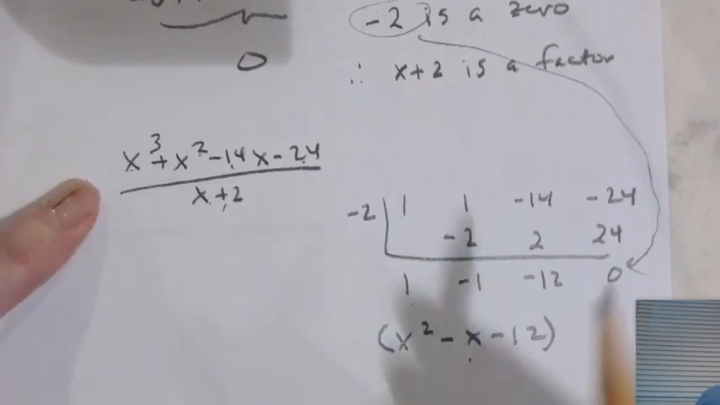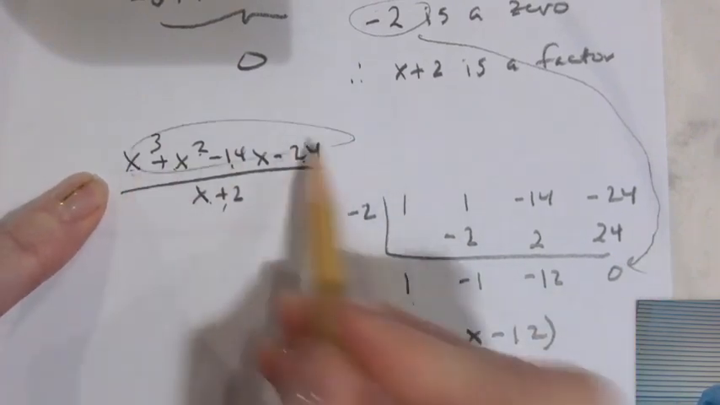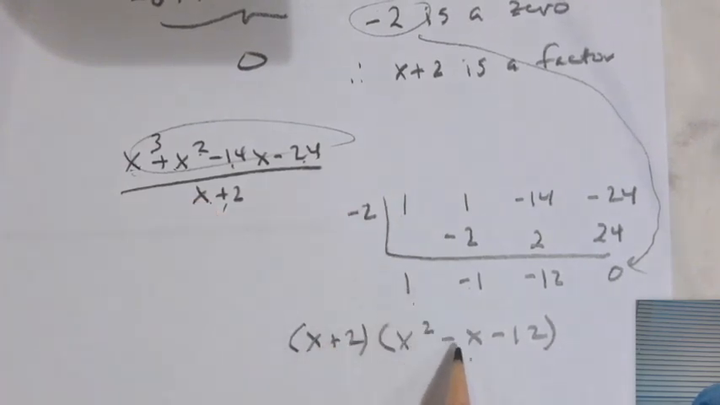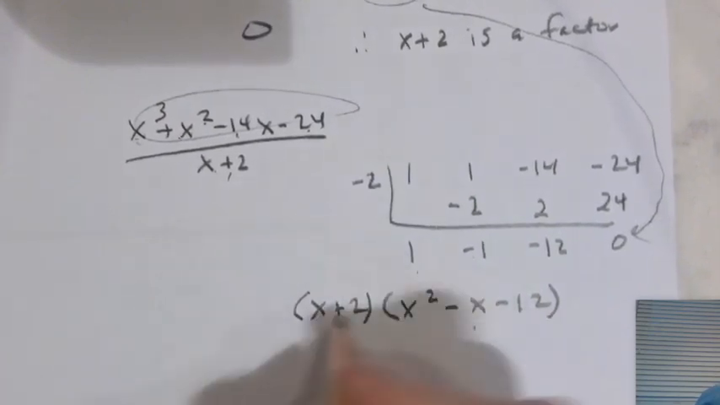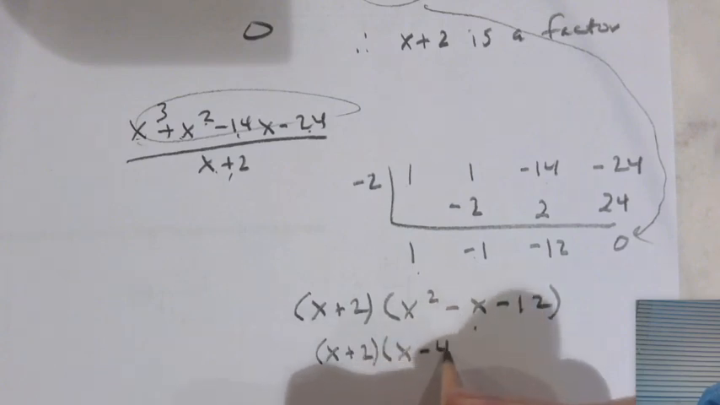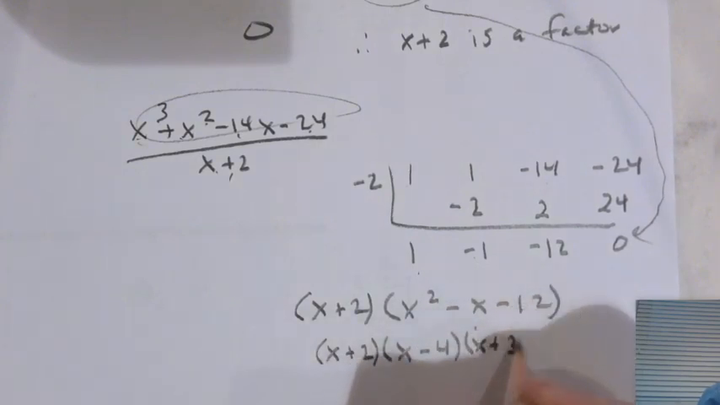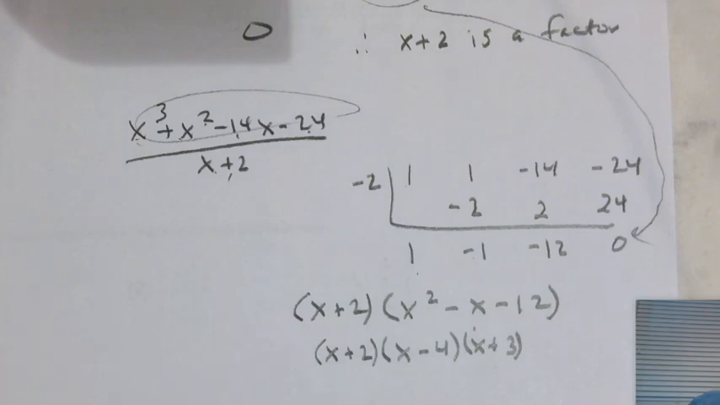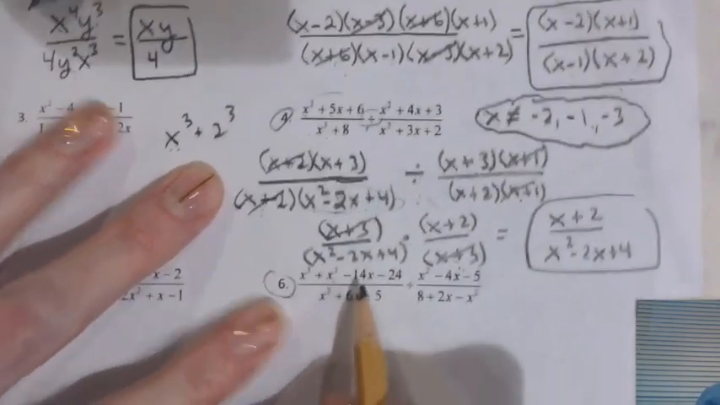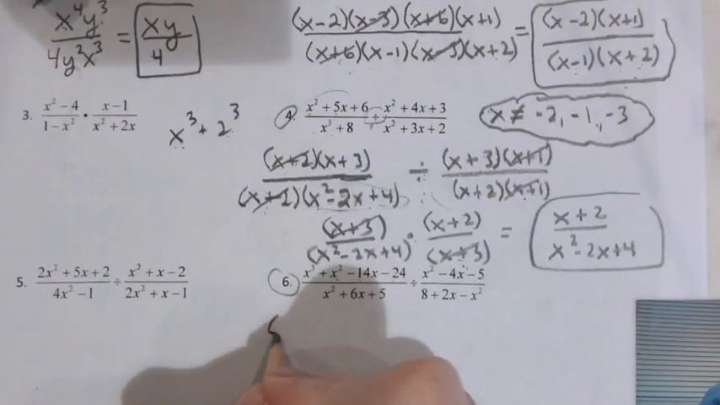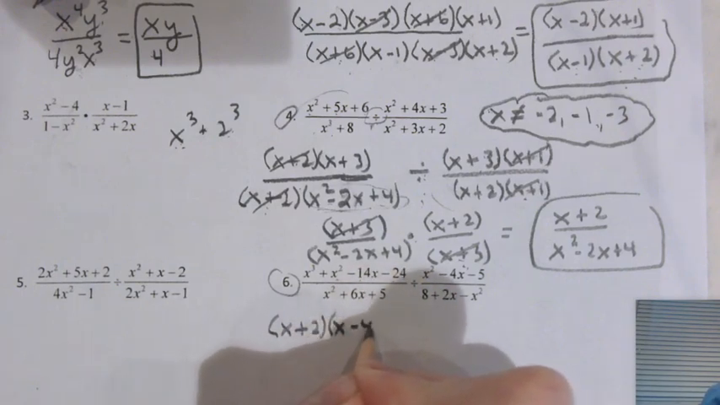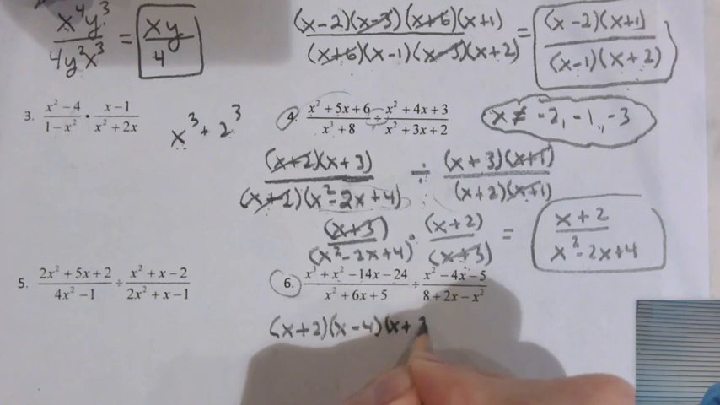So therefore, that means this thing factors into x plus 2 times x squared minus x minus 12. Let's factor that further. We've got x plus 2, x minus 4, and x plus 3. Okay, all that just so we can factor this top part up here, which is going to be x plus 2, x minus 4, and x plus 3.